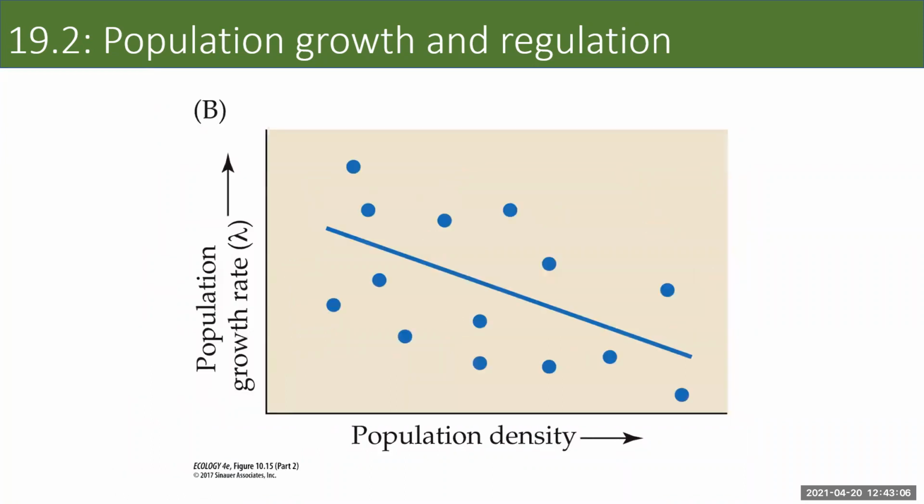However, this figure shows a relationship between population density and population growth rate. So this is density dependent. So when you have a low population size, you have a higher growth rate. And when you have a higher population density, you have a lower growth rate. And again, that's due to various factors that are affecting changes in birth rate, death rate, and immigration rates as population density increases or decreases.